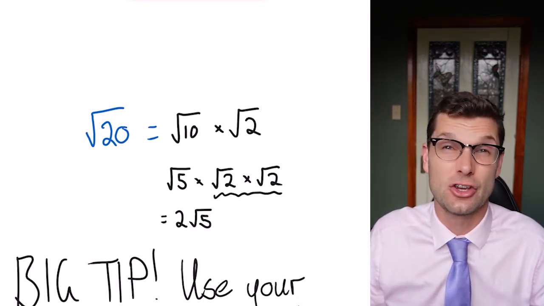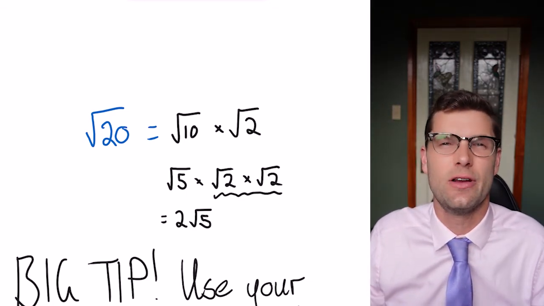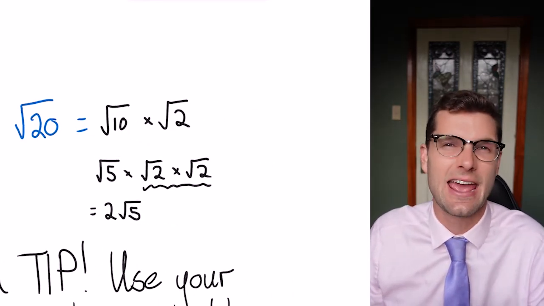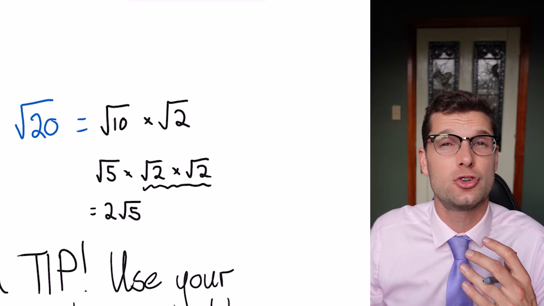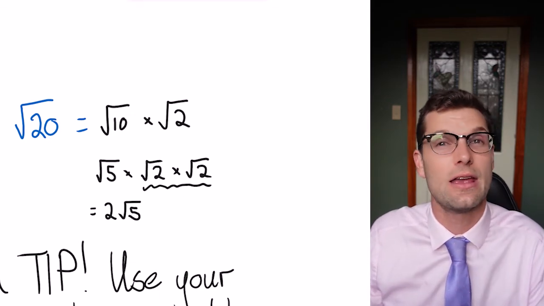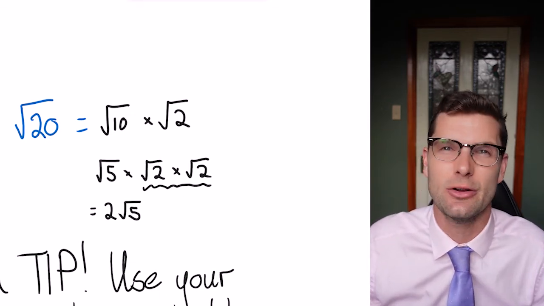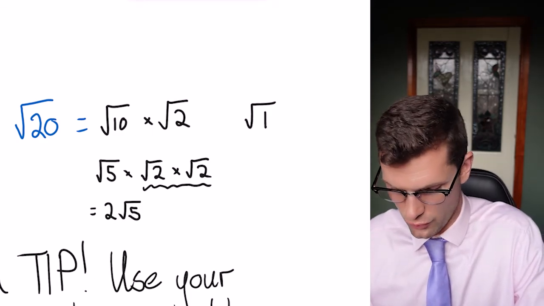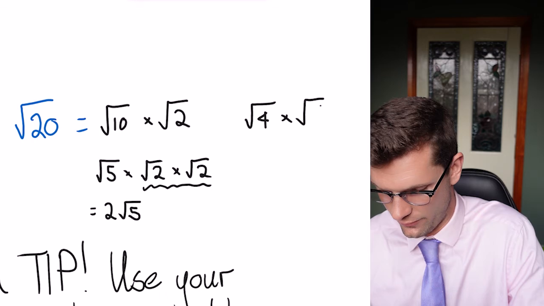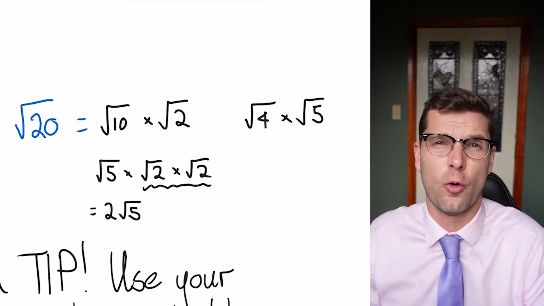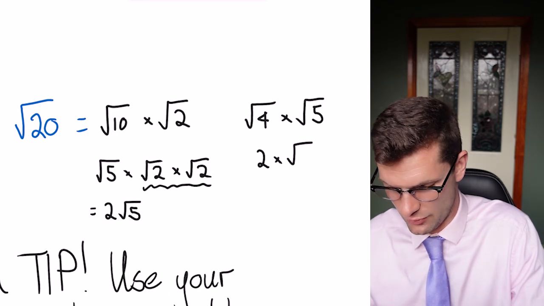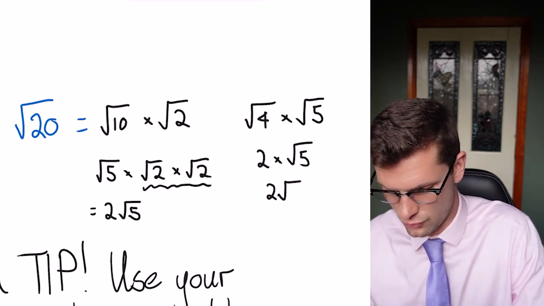There's actually another way you can do this, which takes out a little bit of the work that we did in that example. Instead of choosing 10 and 2, if I choose a factor that is a perfect square immediately, I can get rid of that middle step. So instead of 10 and 2, this time I'm going to choose root 4 multiplied by root 5. Root 4 is just 2, so immediately that becomes 2 times root 5, which is 2 root 5.